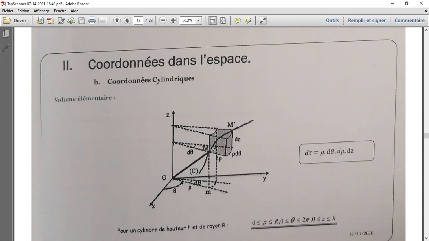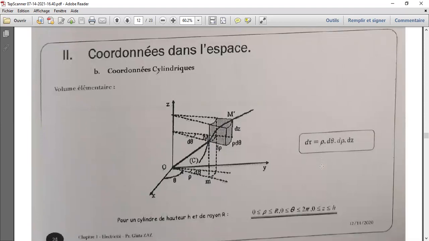Like in secondary mathematics, you have got the width, which is rho d theta, the length, since you have moved outward, which is d rho, and the height, which is dz. So to calculate the volume, you just use rho times d theta times d rho times dz. It's not really difficult to understand and memorize.